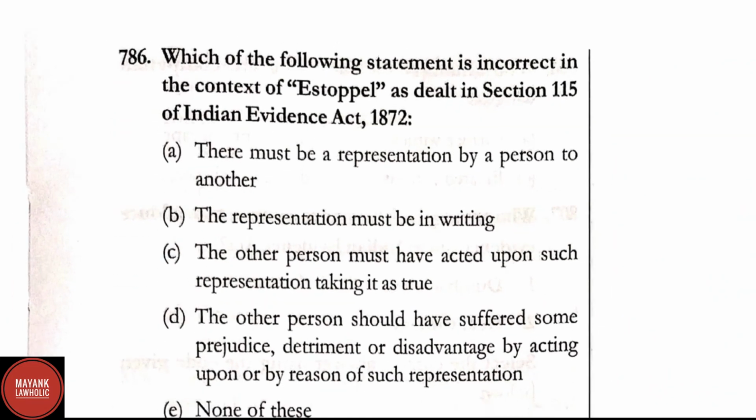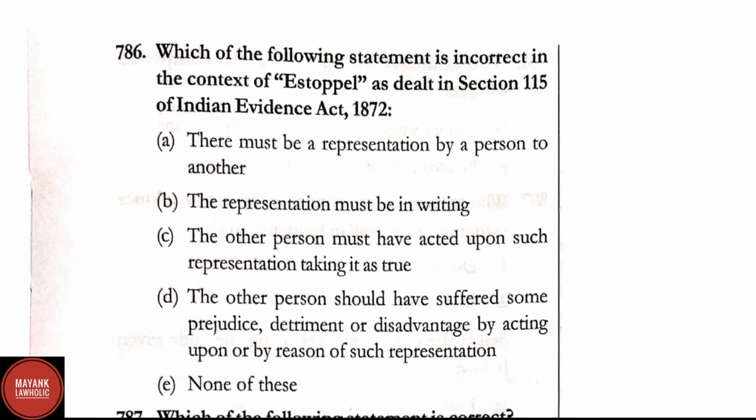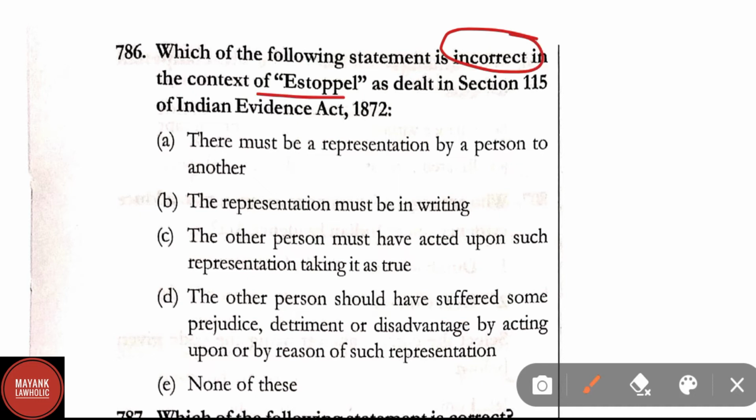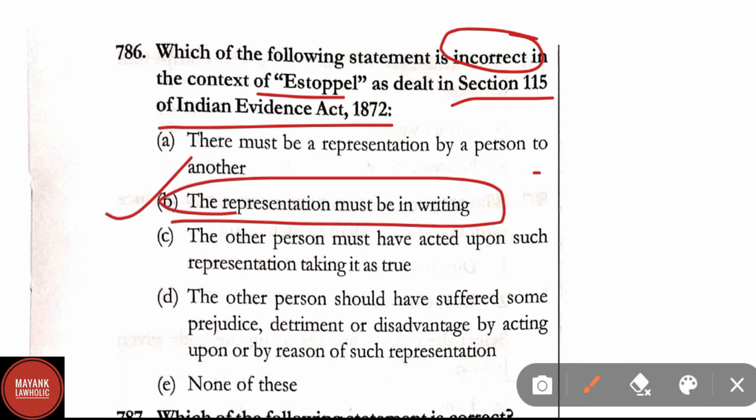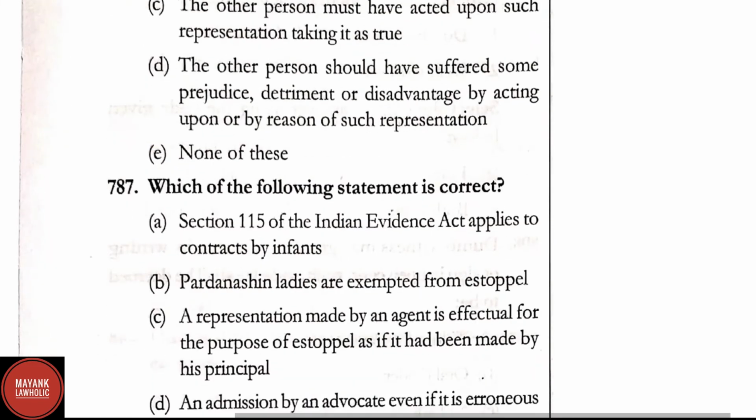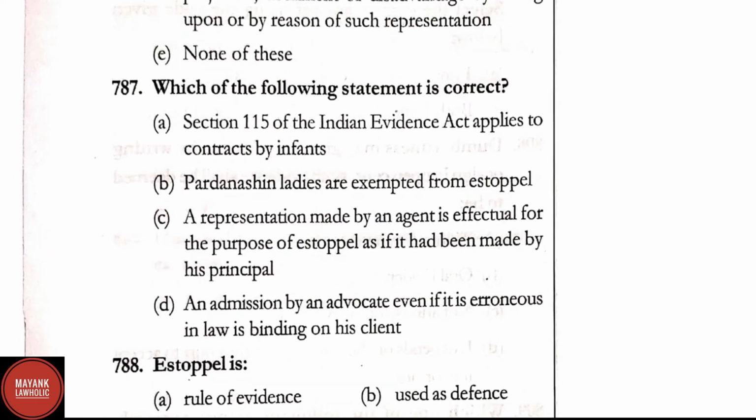Question number 786, which of the following statements is incorrect in the context of estoppel as dealt with in section 115 of the Indian Evidence Act 1872? Here option B, that representation must be in writing, is incorrect, whereas there must be a representation by a person to another is correct. The other person having acted upon such representation as true is correct. The other person should have suffered some prejudice, detriment or disadvantage by acting by reason of such representation is correct.